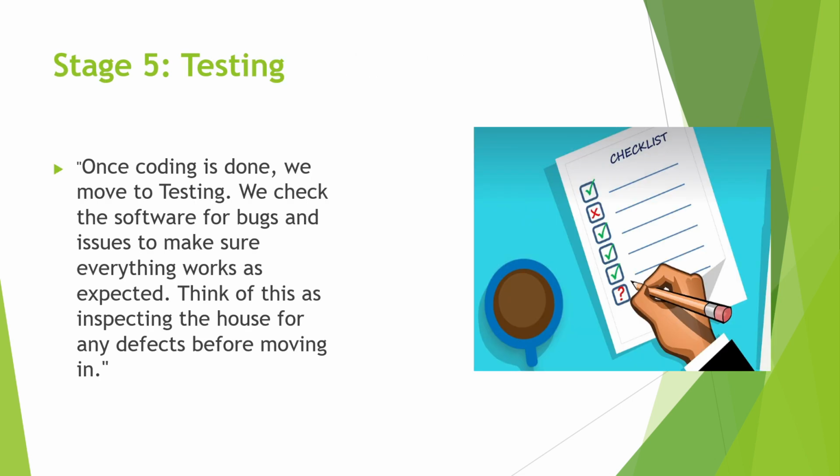Stage 5, Testing. Once coding is done, we move to testing. We check the software for bugs and issues to make sure everything works as expected. Think of this as inspecting the house for any defects before moving in.